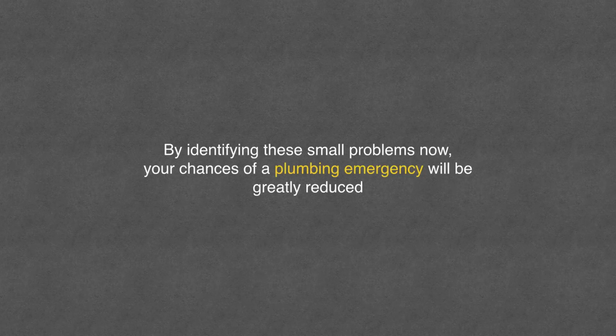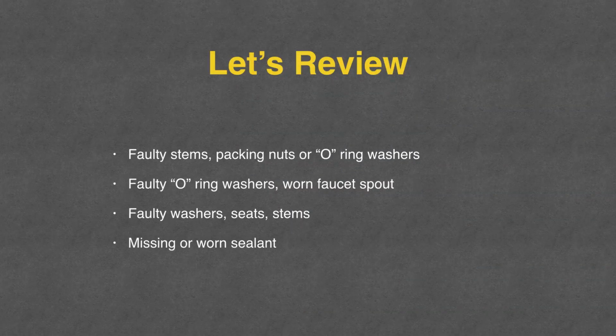By identifying these small problems now, your chances of a plumbing emergency can be greatly reduced. Let's review. We looked at faulty stems, faulty packing nuts, and/or O-ring washers. We looked at faulty or worn spouts. We looked at faulty washers, seats, stems. We even checked out a ceramic cartridge. And we also noted missing or worn sealant from the base of your center set style faucet.